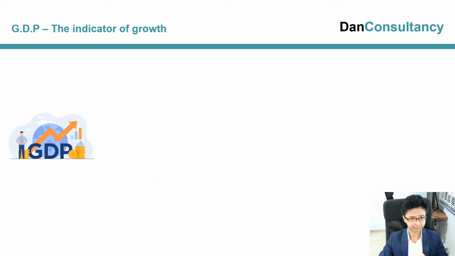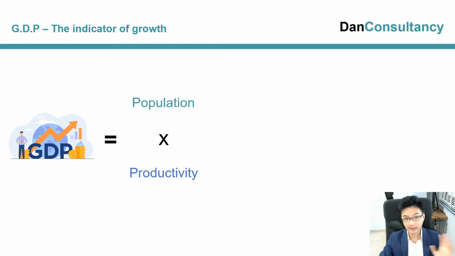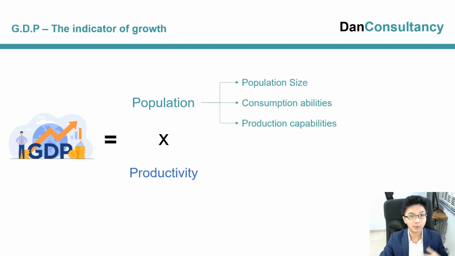Moving on. If you were to break down the key components that form up the GDP of an economy, it will be a combination of 2 components, right? The population of an economy multiplied by its productivity. If we were to further break down these 2 components, for population, we are looking at 3 key factors: the population size, as well as the consumption abilities and production capabilities.